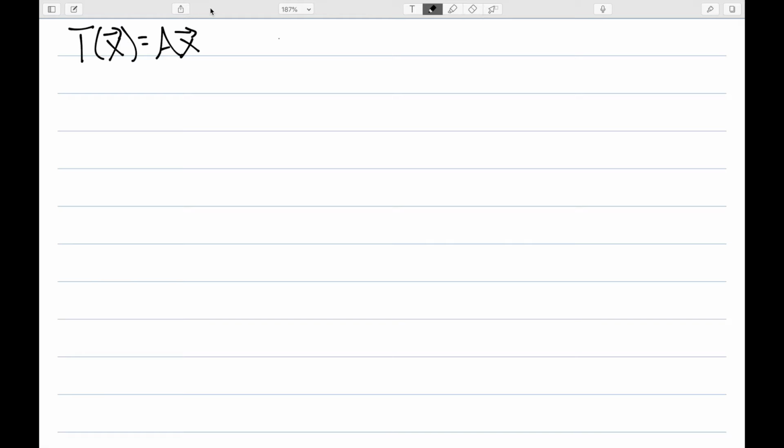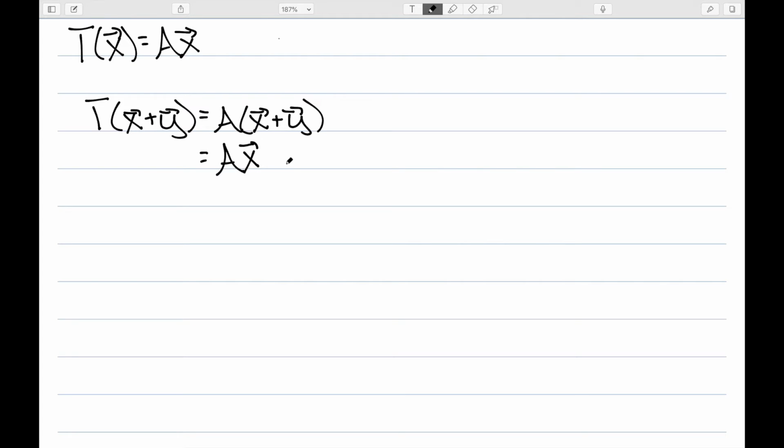Let's consider a transformation like the one we were dealing with earlier, T of x equal to Ax. This is a matrix transformation since it's defined by a matrix. If we want to consider T of x plus y, well, by definition of our transformation, this would be A times x plus y. We had previously discussed that matrix multiplication does have a distributive property, so this is Ax plus Ay. Well, Ax is the definition of T of x, and Ay is the definition of T of y.